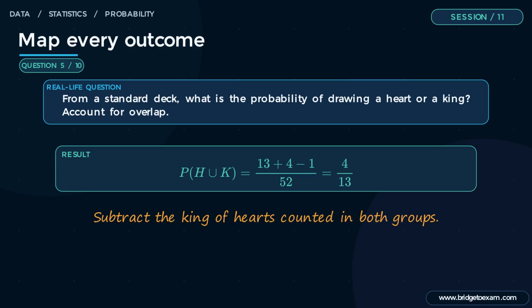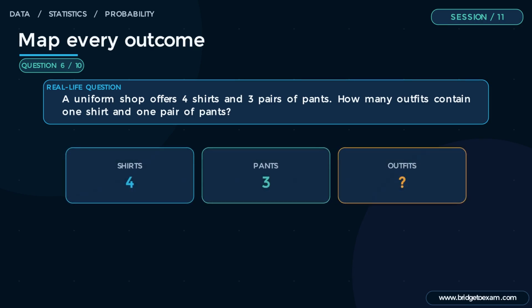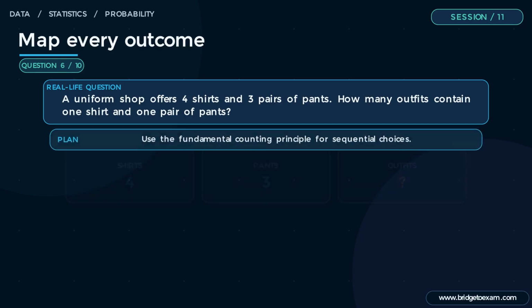This matters in real life because overlap correction is used when customers or records can belong to multiple categories. Example 6. A uniform shop offers 4 shirts and 3 pairs of pants. How many outfits contain 1 shirt and 1 pair of pants? The key quantities are organized before the arithmetic begins. Plan. Use the fundamental counting principle for sequential choices.